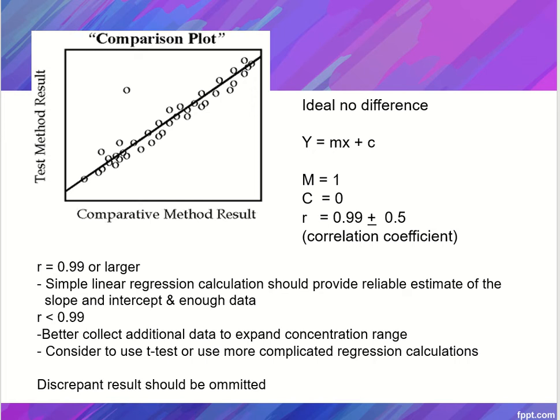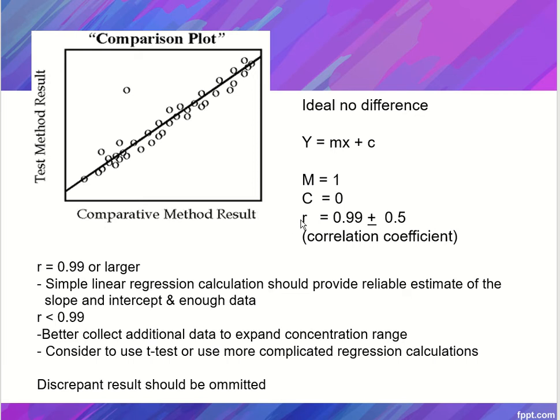This is the example of the comparison plot. The y-axis is the test method result, while the x-axis is the comparative method result or reference method result. Ideally there should be no difference between the test method result and the comparative method result, where the equation is y equals mx plus c. m will become 1 and c will become 0.